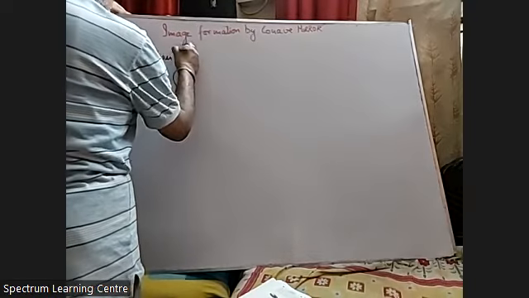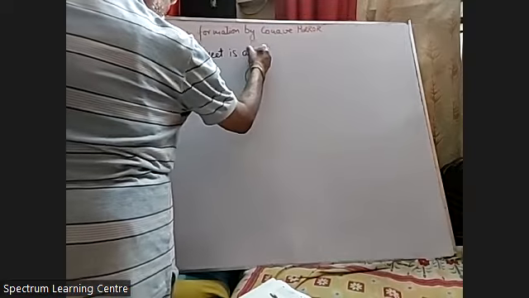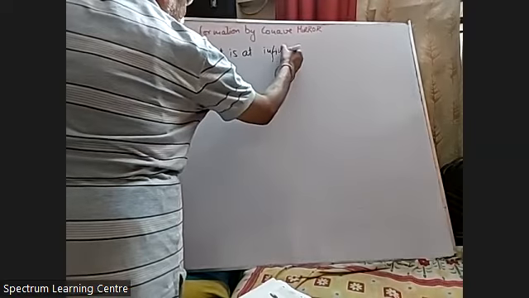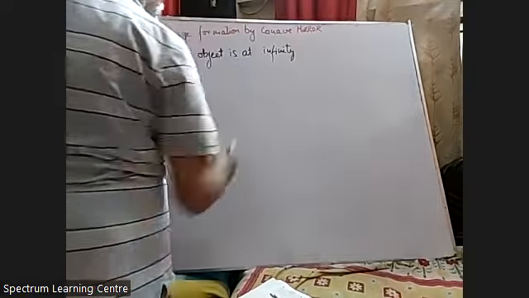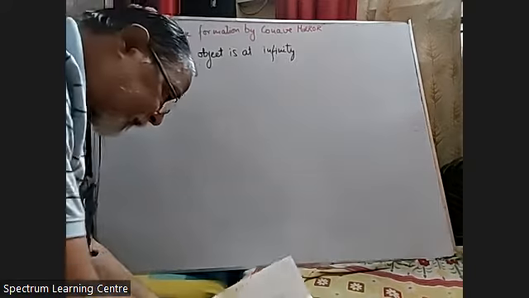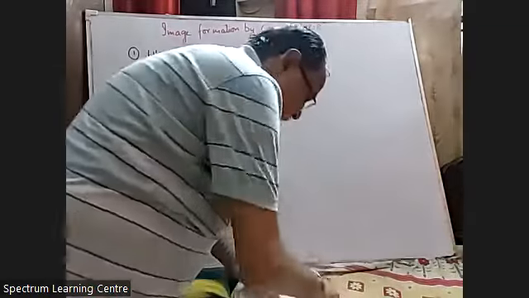Number one, when the object is at infinity. So in each case, we will find the position of image, the size of image, and the nature of image, right?